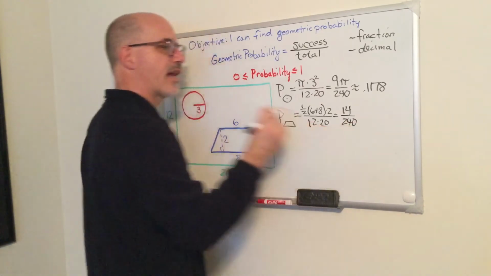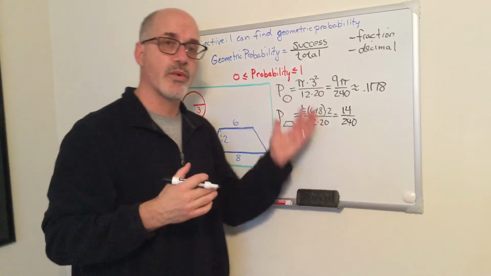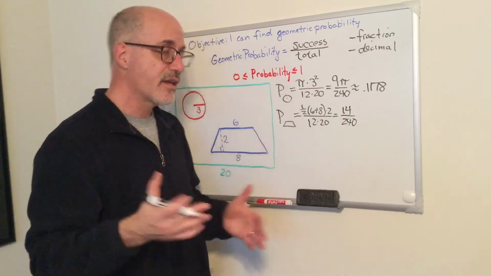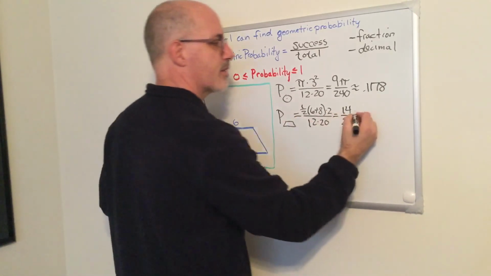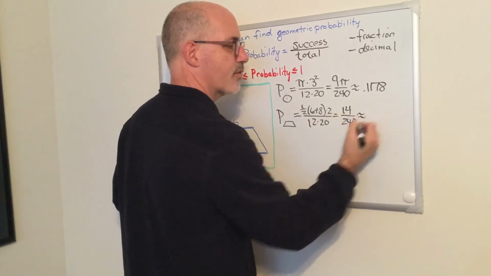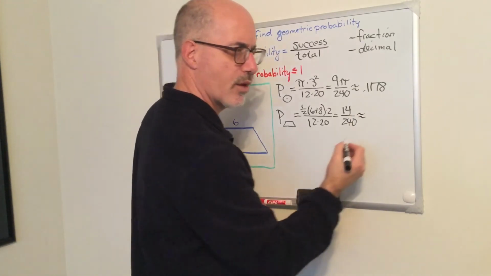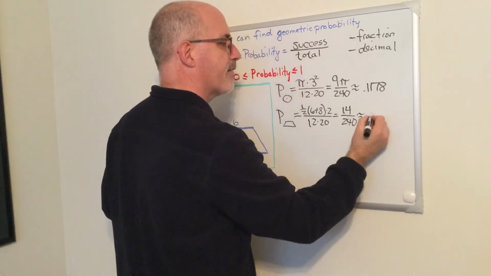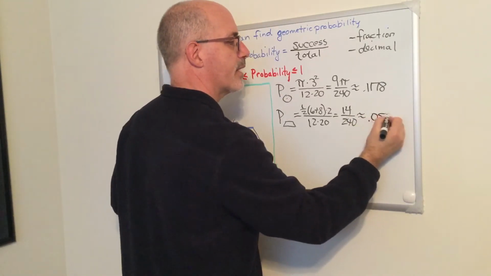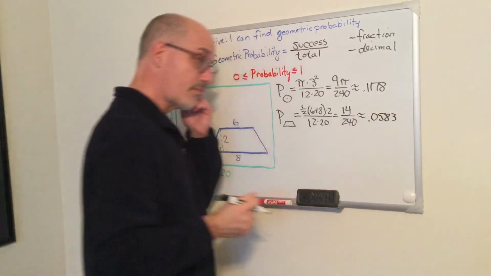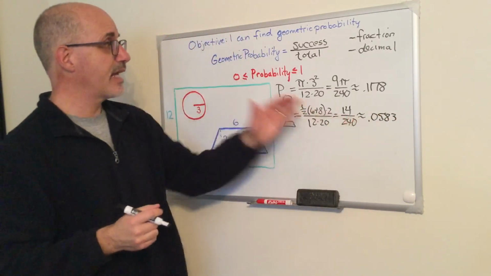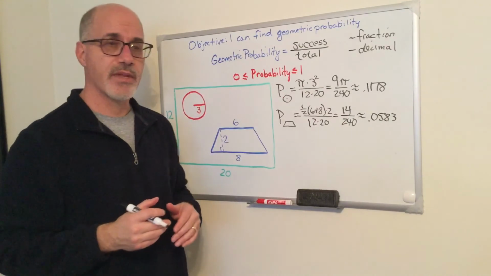Again, you could do that in reduced fraction form, and that would be exact. Let's go ahead and give an approximate decimal answer, though. So if we go 14 divided by 240, we get 0.0583 for our answer. Notice that decimal again is between 1 and 0.